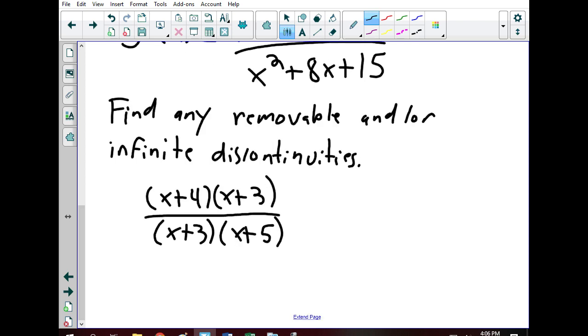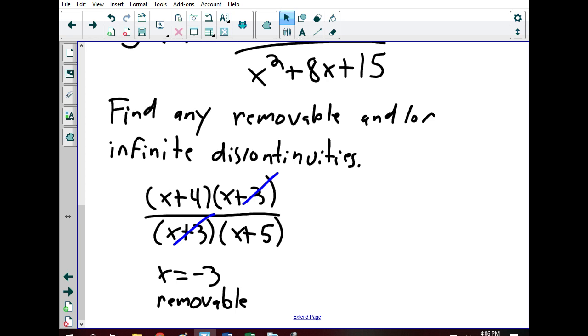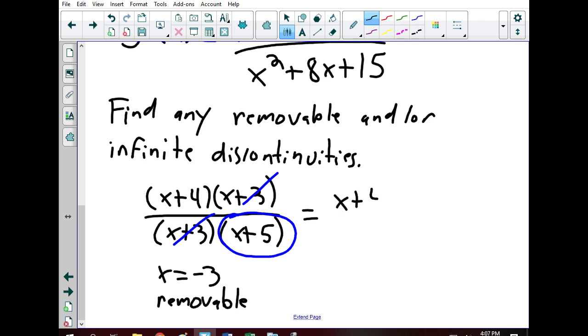And clearly you can see the x plus 3 is going to go, making x equals negative 3 my removable discontinuity. And as you can see, x plus 5 is going to be remaining in my denominator in the most simplified form. So the most simplified form is going to be x plus 4 over x plus 5.